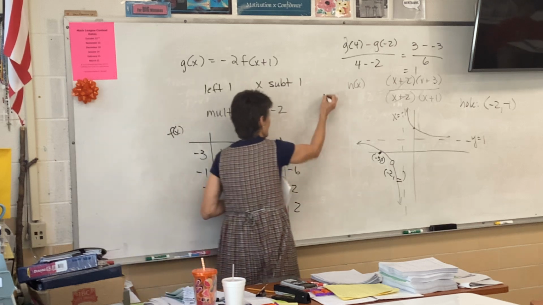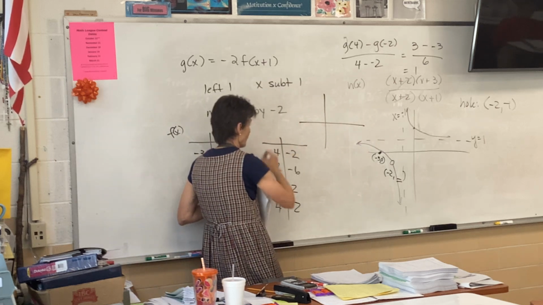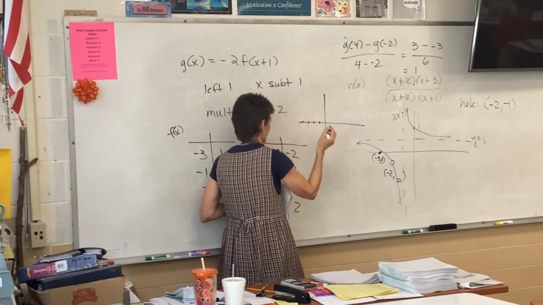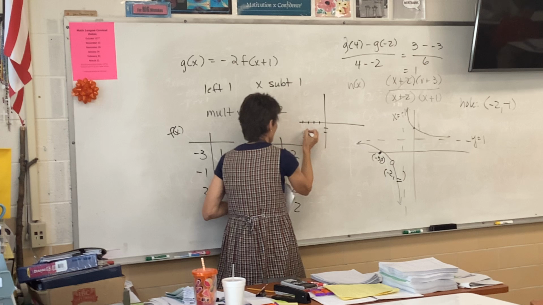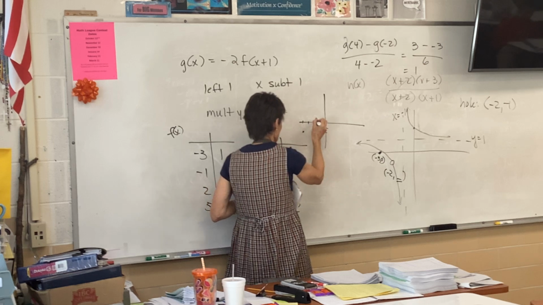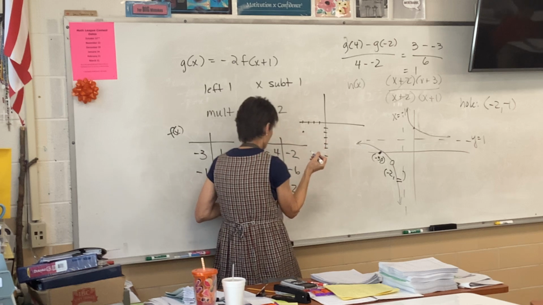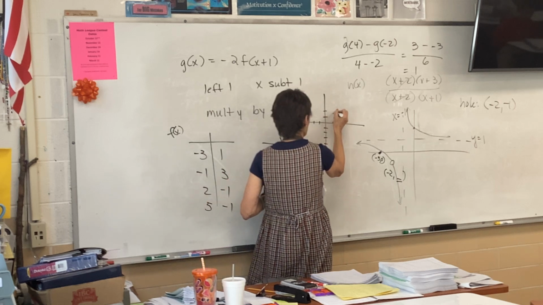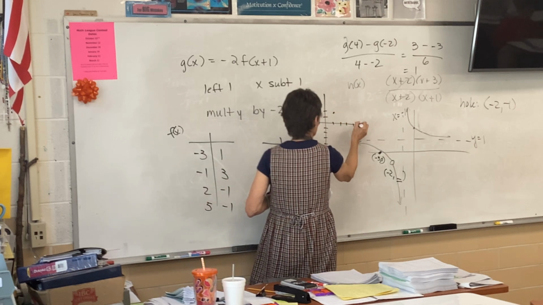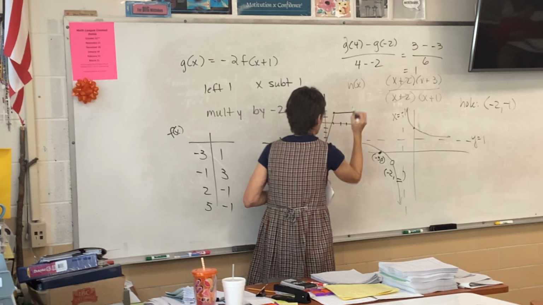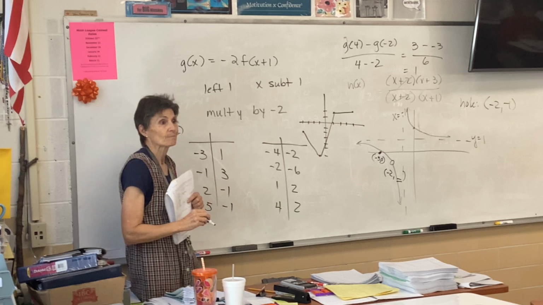So then I'll plot those points. These are the ones I want to plot. So negative 4, you've got a grid there to do it, but negative 4, negative 2, negative 2, negative 6, 1, 2, and 4, 2. So it looks something like that, Alex. All right?